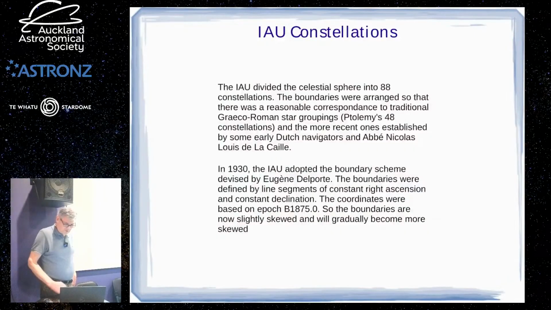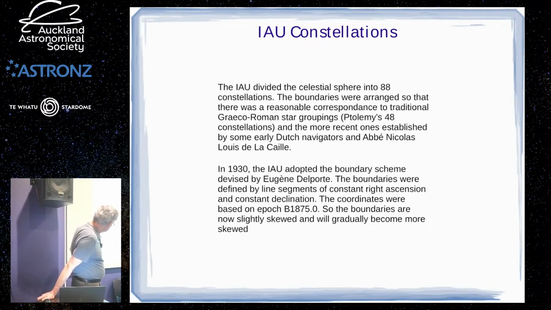So we come to more modern times, the International Astronomical Union, and they made an arbitrary decision that they would divide the sky into 88 constellations, trying to keep with the traditional Roman, Greek, Persian and Arabic ideas. So they don't recognise different cultures around the world, unfortunately, but I guess you need some system.